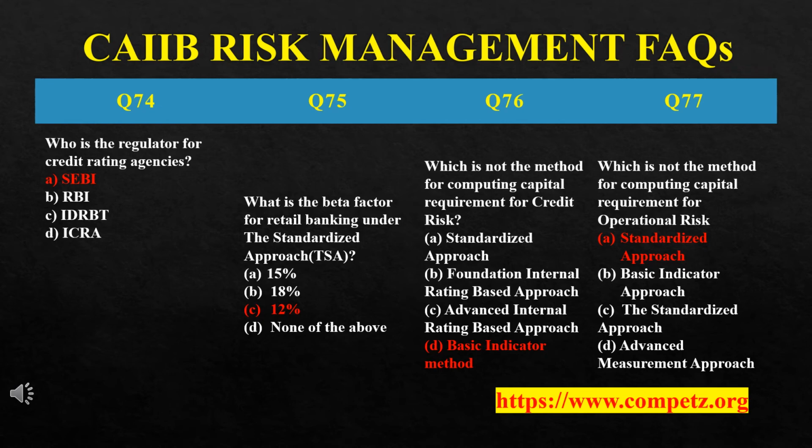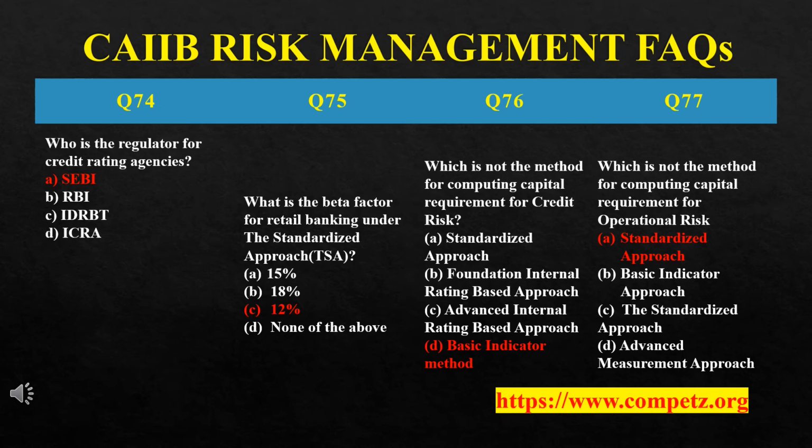Who is the regulator for credit rating agencies? The answer is A, SEBI. SEBI is the regulator for credit rating agencies. However, RBI grants accreditation separately to SEBI registered credit rating agencies, and only those that have been accredited by RBI may be relevant for certain regulatory instructions which are specified by RBI. Then comes the next question.